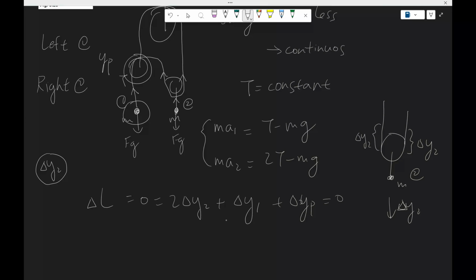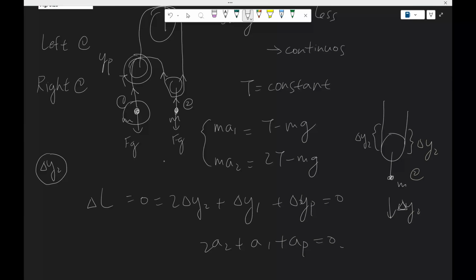But from here, we don't really have anywhere to go, right? Because we have three unknowns. Like, you can do 2a2 plus a1 plus ap equals 0. But that isn't the optimal way to do this because we have three unknowns. So there isn't really any way to find any relation between a1 and a2. So let's go down another path.